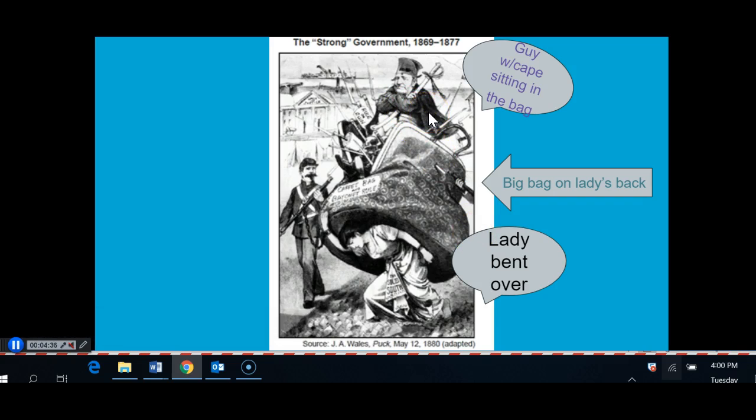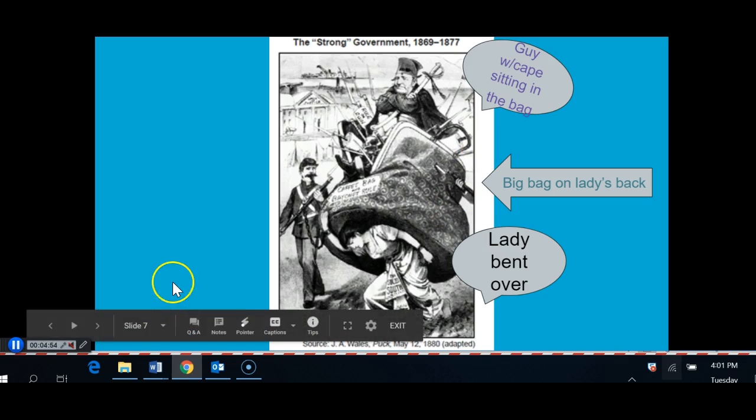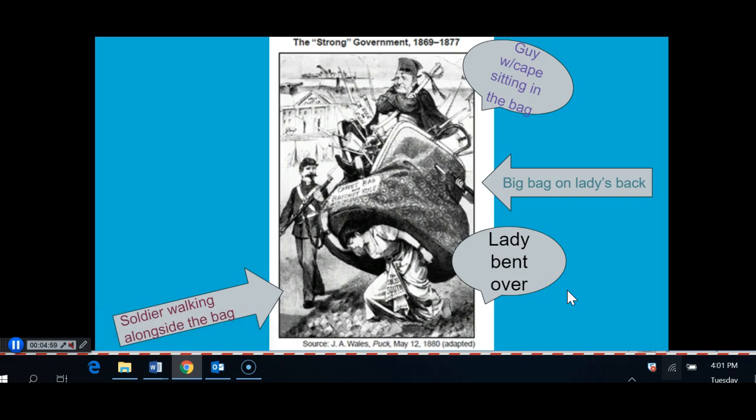Now you can even go further. You could write down what the guy is wearing, his body posture. You could explain what you see inside of the bag itself. On the left side, you can see that there's a soldier walking alongside of the bag. Now, there are many, many more details for you to pick out. I wanted to help you get started with the details.